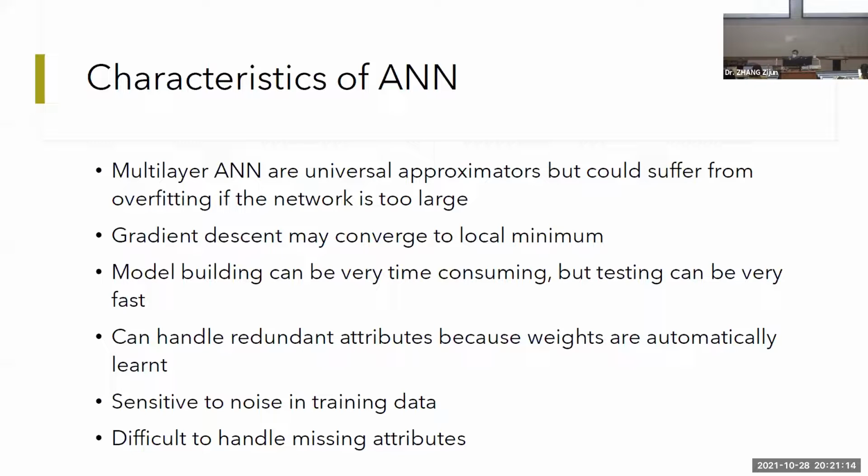A neural network can handle redundant attributes because the weights are automatically learned. So if attributes are redundant, some of the connections will disappear. It is sensitive to noise in training data. So that's why sometimes people design denoising neural networks. And it's difficult to handle missing attributes.